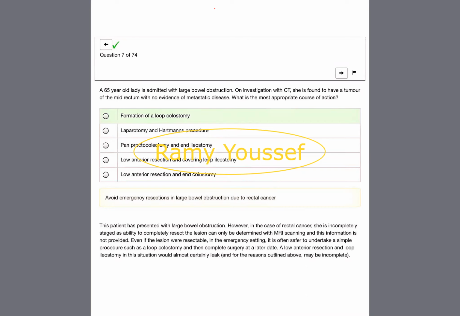So the patient is obstructed, what will I do? I'll just do a loop colostomy to relieve the obstruction and go for more investigations like MRI and others, and PET scan and CT chest, abdomen and pelvis. And after my full diagnosis, I'll go for my definite treatment. So I remove the mass in the right and left and sigmoid, but I can't remove the mass in the rectum. I'll go for a loop colostomy till the final diagnosis and the final treatment.